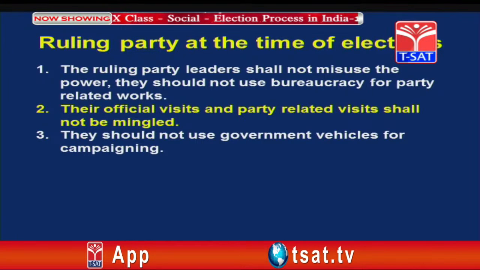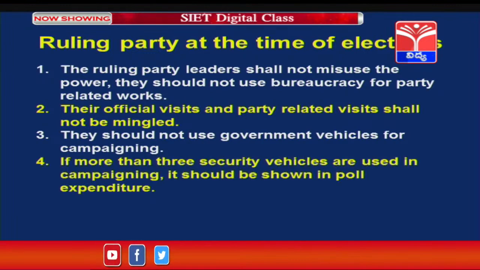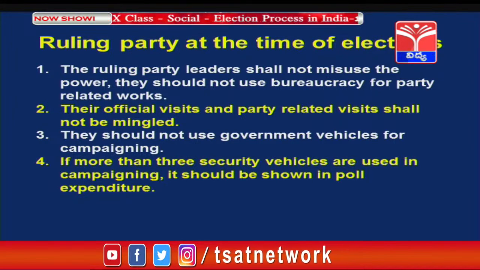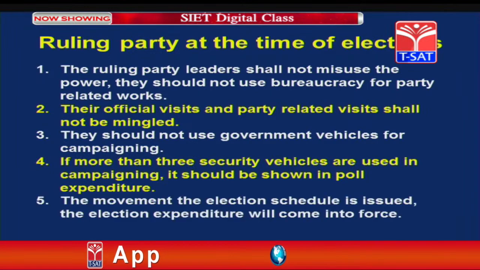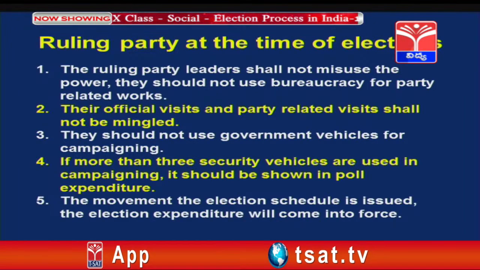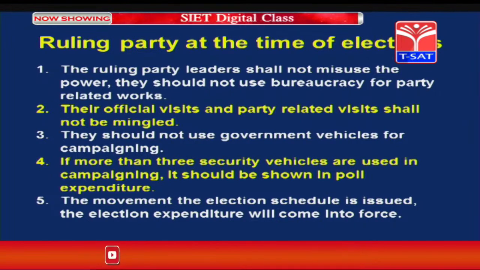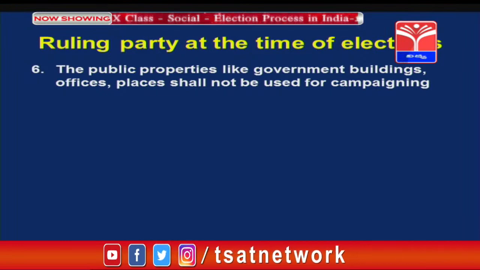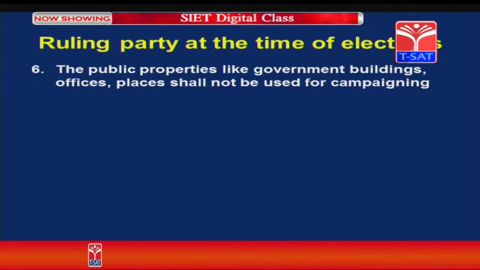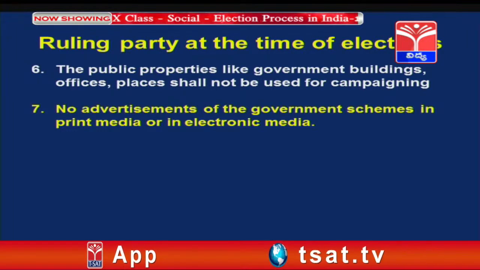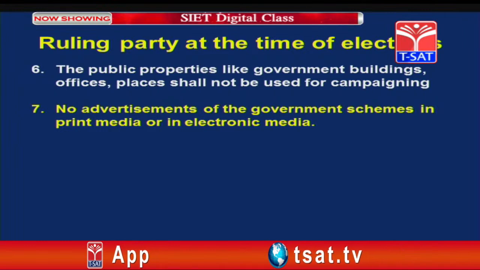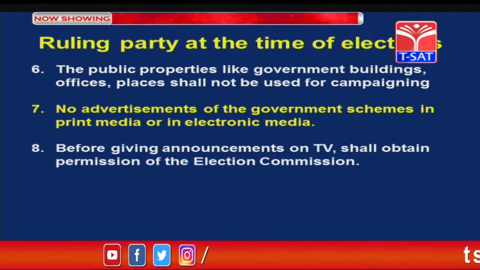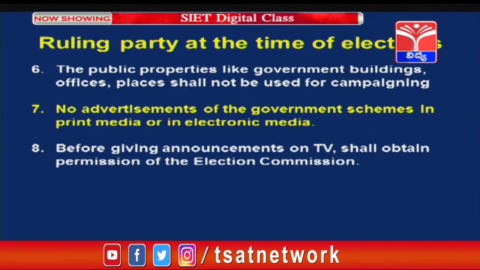And they should not use government vehicles for campaigning. And if more than 3 security vehicles are used in campaigning, it should be shown in poll expenditure. The moment the election schedule is issued, the election expenditure will come into force. Let us see the other guidelines. The public properties like government buildings, offices and places shall not be used for campaigning, and there shall be no advertisements of the government schemes in print media or even in electronic media. And before giving announcements on TV, permission of the Election Commission shall be obtained.